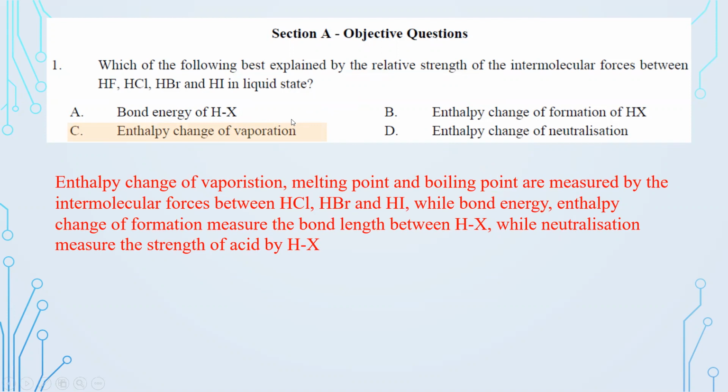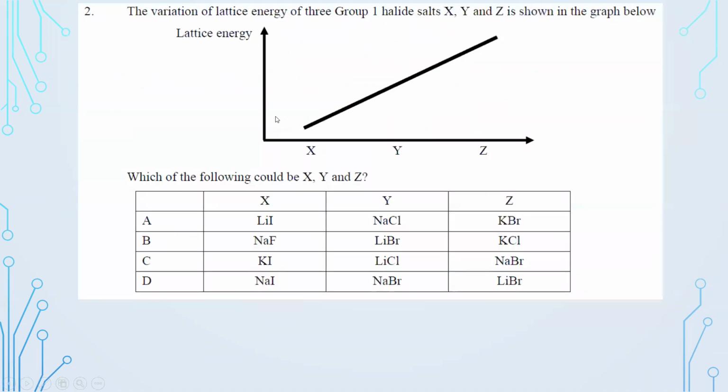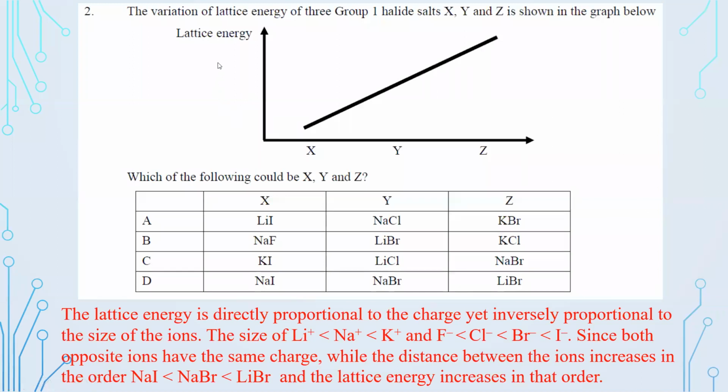Then we go to the second question. Variation of the lattice energy of three group salts X, Y, Z in the group. Which of the following could be X, Y, Z? You see that our lattice energy is increasing. In other words, lattice energy is directly proportional to the charge, yet inversely proportional to the interionic radius. So you must have a high charge and a small ionic radius.